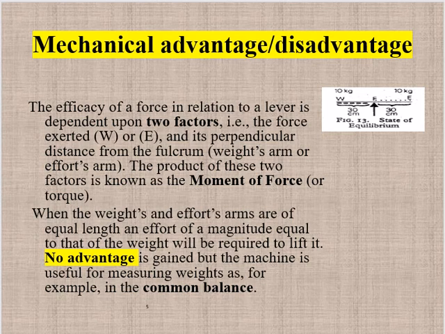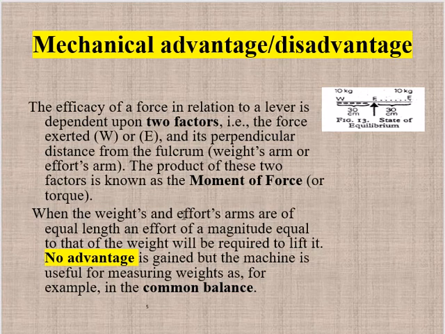Now discuss what is mechanical advantage and disadvantage and no advantage. There are three scenarios in this case. The efficacy of force in relation to a lever is dependent upon two factors. That is force exerted, that is weight or effort, and its perpendicular distance from the fulcrum, that is weight arm or effort arm. The product of these two factors is known as moment of force or torque.